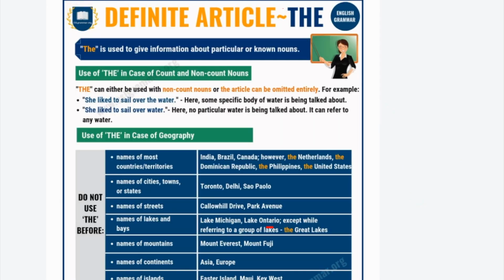The second article is the article the. The name of this article is the definite article. It means that we use the article the in front of words, objects, things that are famous or popular or known to each of the speakers. The article the can be used in front of nouns in a singular form or in a plural form.